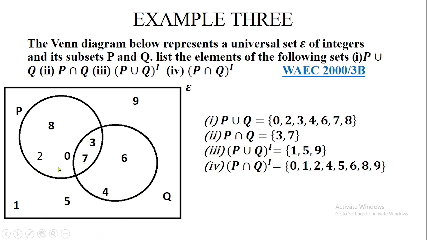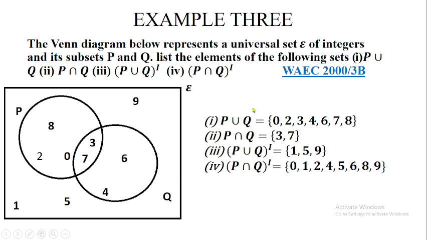I have a 0. I have 1, 2. I have 4. I have 5. I have 6. I have 8. And I have 9. So P intersection Q complement is that: remove P intersection Q, which is this place. Then whatever you have left inside the box is the P intersection Q complement, which I believe you understand how we do this as well.